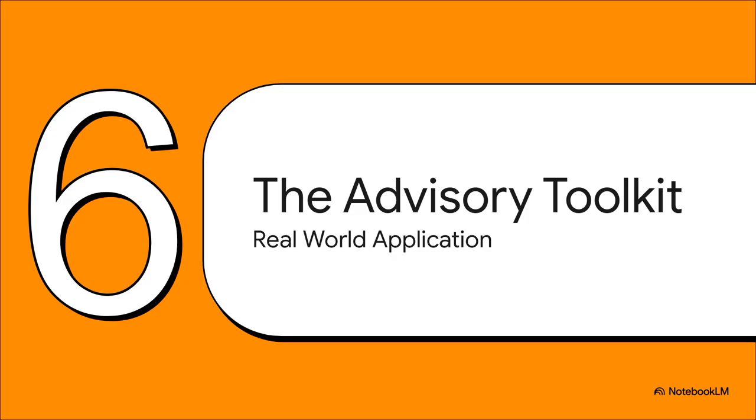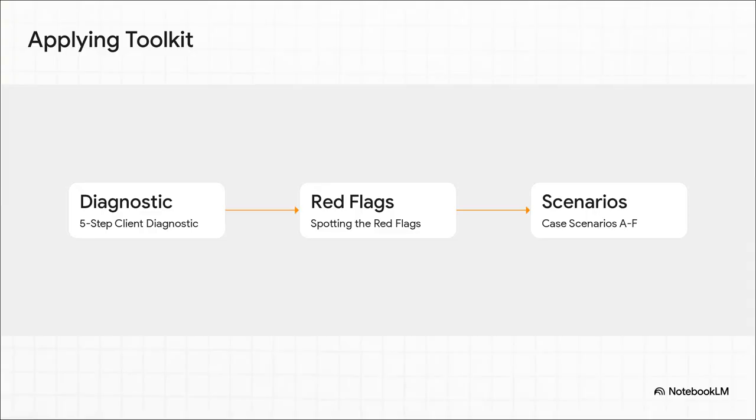Section 6. Next, the advisory toolkit. All right, we have the rules, we have the controls, and now we have this amazing diagnostic dashboard. So, where do we go from here? Well, in Section 09, which is our course capstone, we're going to take absolutely everything we've built so far and show you exactly how to apply it in the real world. We'll dive into a 5-step client diagnostic, show you how to spot those subtle red flags, and walk through real-world case scenarios that highlight exactly what good advisory looks like when things go wrong.